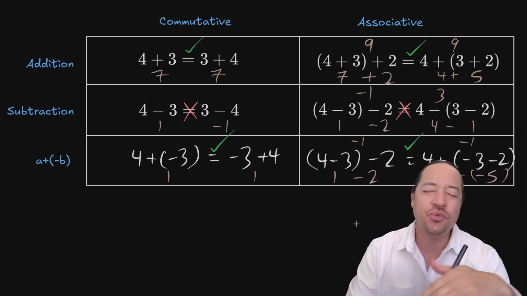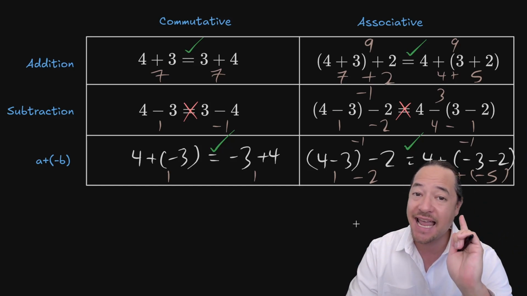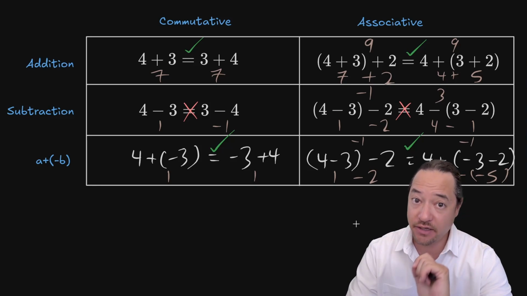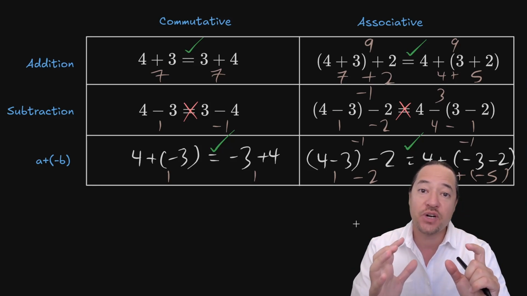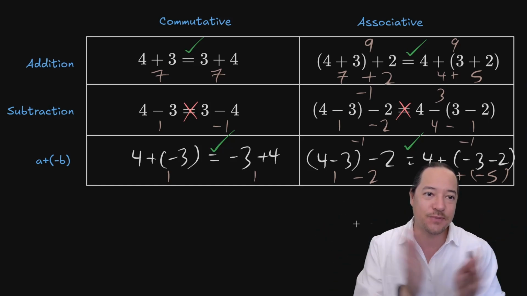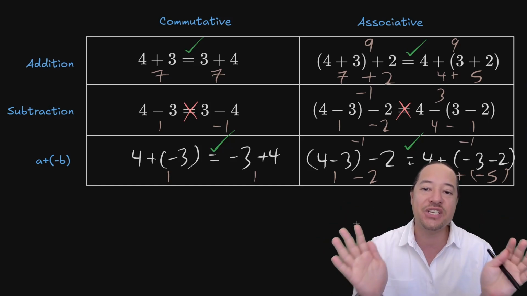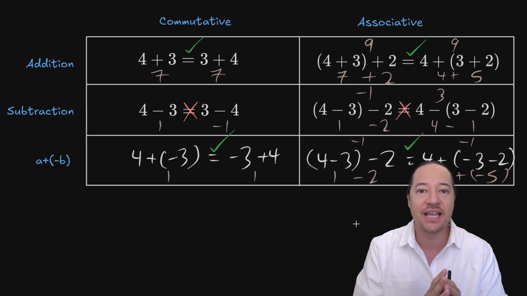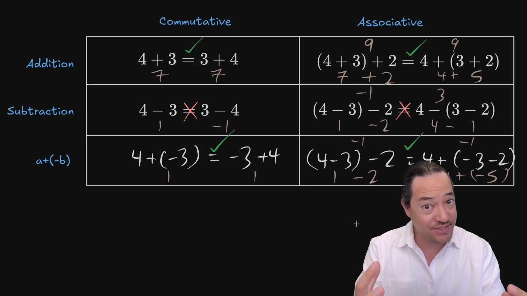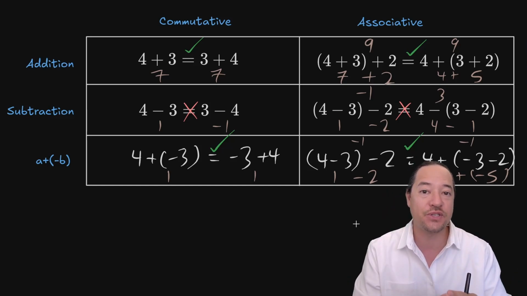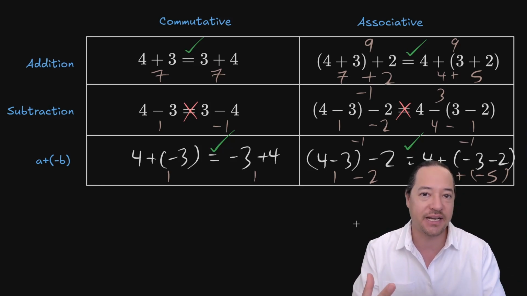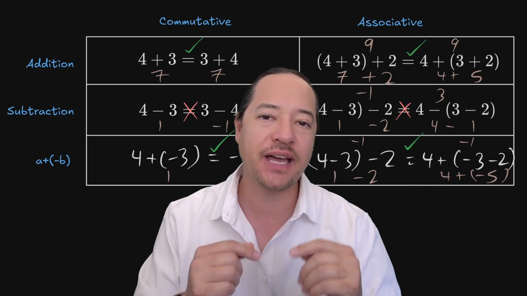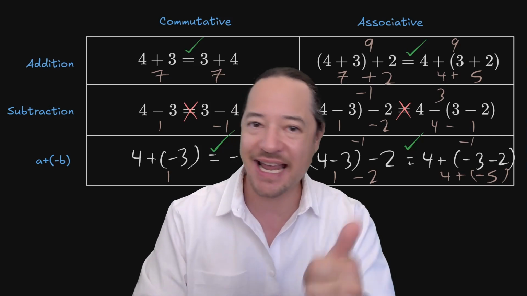So by reimagining subtraction as actually the addition of a negative number, that allows us to treat subtraction as addition. Everything's addition. Subtraction doesn't exist. You only have addition of positive or negative numbers. And so then because everything is addition, the commutative and associative properties work again, and that allows us to do our algebraic manipulation.